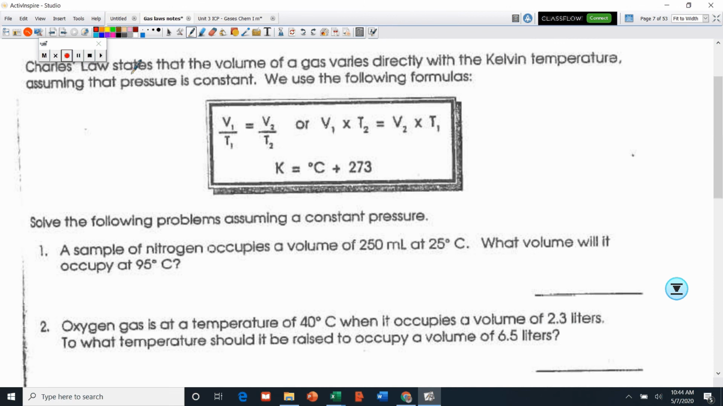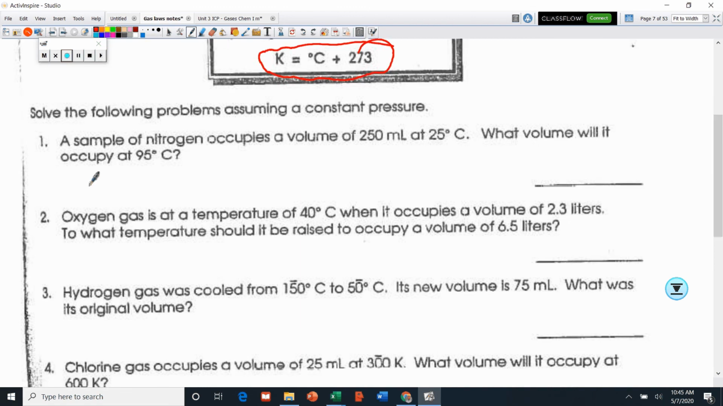So again, Charles's law states that the volume of a gas varies directly with the Kelvin temperature, assuming that pressure is constant. So we have the setup V1 over T1 equals V2 over T2, or we can manipulate it and say V1 times T2 equals V2 times T1. Remember that the conversion from Celsius to Kelvin is Celsius plus 273. All right, let's look at this example real quick. I'm going to do 3 examples off of here and then we'll move on.